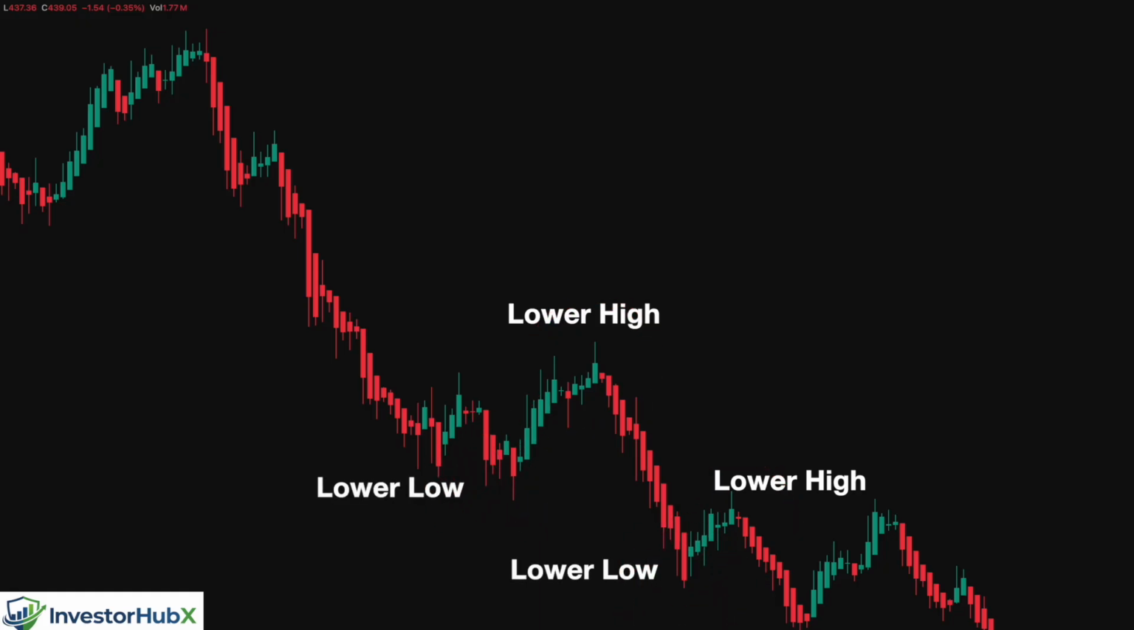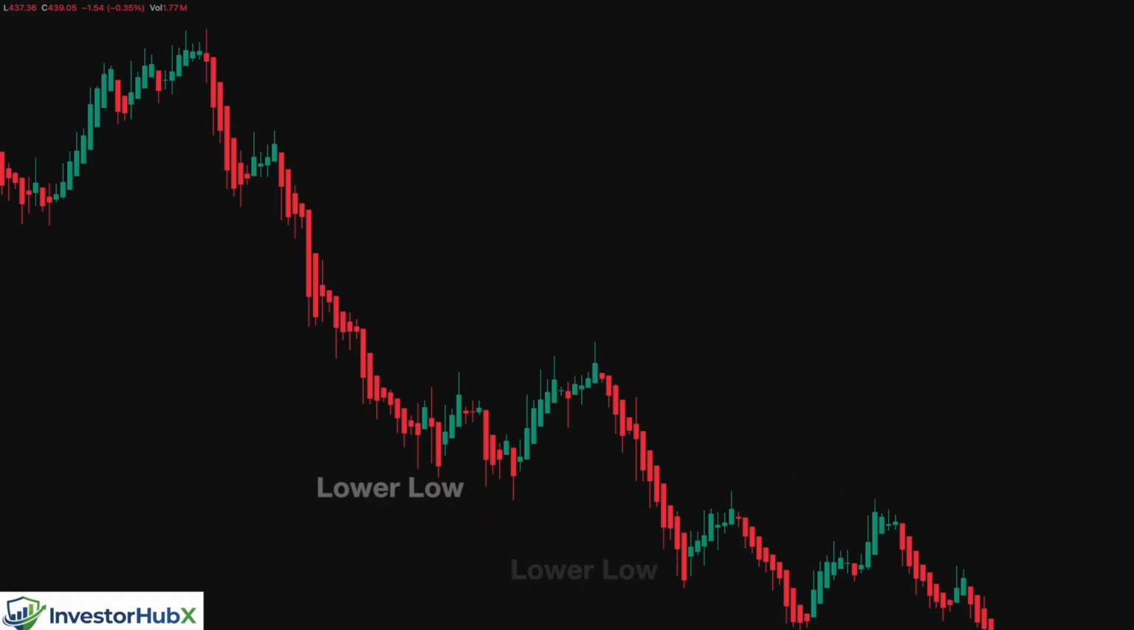In a bear market, price fails to push higher. Each rally tops out below the previous high. These lower highs tell us that buying pressure is weak and that buyers are no longer willing to pay higher prices. At the same time, each sell-off pushes price below the previous low, forming lower lows.